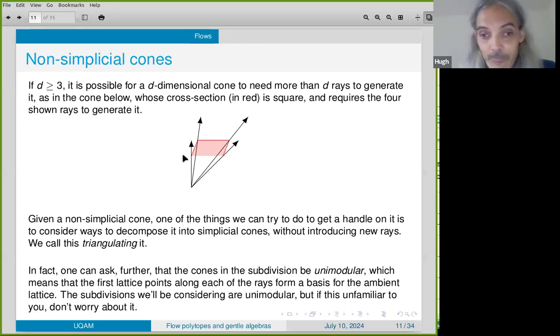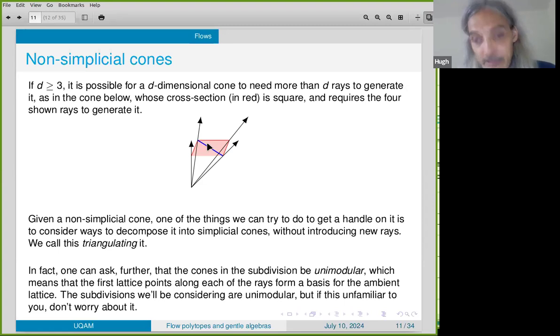So this is a prototypical example of a non-simplicial cone. One of the things we can try to do to understand a non-simplicial cone is to decompose it into simplicial cones without introducing new rays. This is called triangulating it.